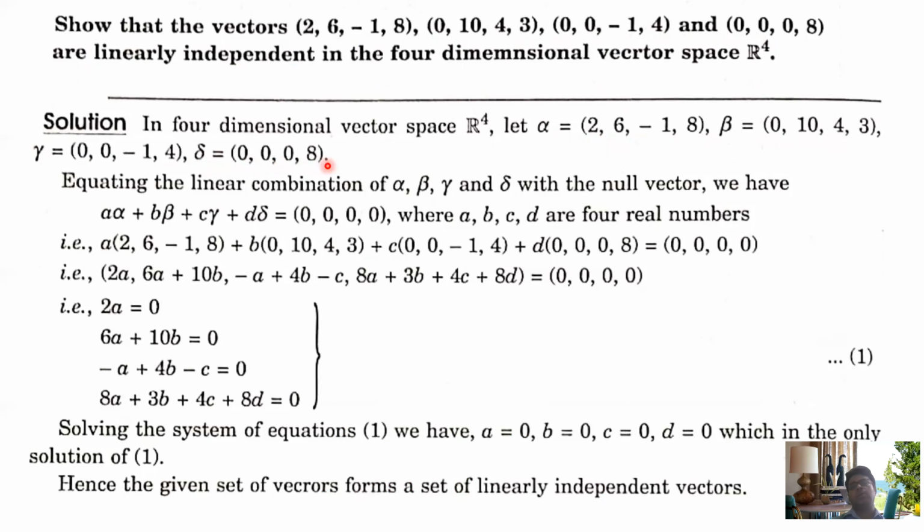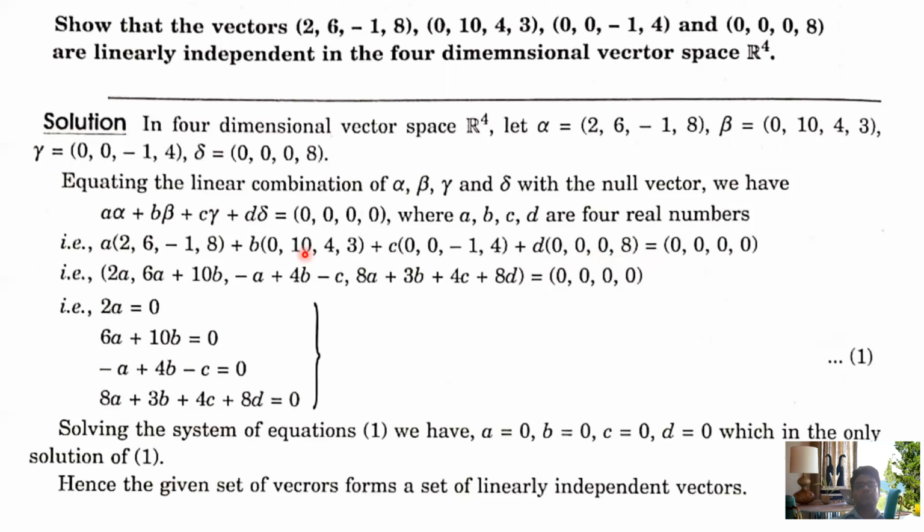So I can express a linear combination like A alpha plus B beta plus C gamma plus D delta, where A, B, C, D are scalars. So we can write A alpha plus B beta plus C gamma plus D delta is equal to the null vector, where A, B, C, D are four scalars. Okay. So if I take A times (2, 6, -1, 8), B times (0, 10, 4, 3), C times (0, 0, -1, 4), D times (0, 0, 0, 8).